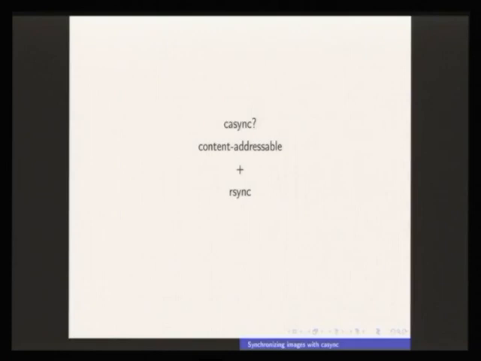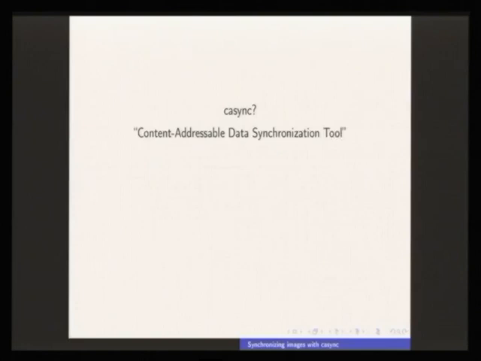That doesn't describe what it's good for. It's good for what the long name says. It's a content addressable data synchronization tool. So ultimately, it's a synchronizer for file system trees for cases where you have very many similar trees.